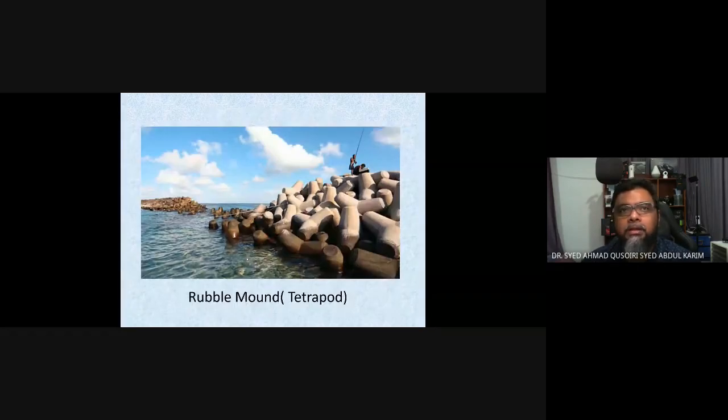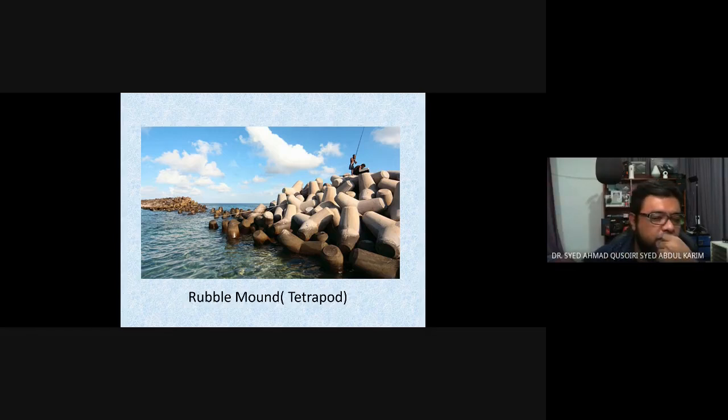And tetrapod. Okay, tetrapod groins. So they just lambak kan. Tak kisahlah tetrapod ke rock, boulders ke kan, towards the sea. And so they become a groin. And this tetrapod will help a lot in terms of reducing the magnitude of the waves.